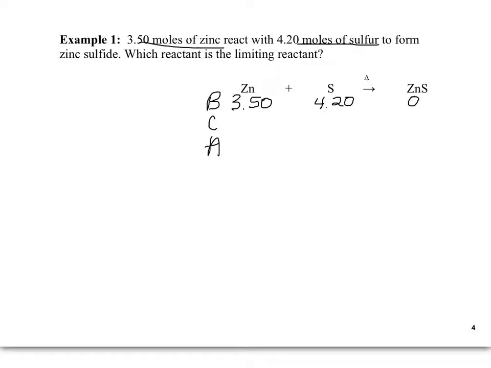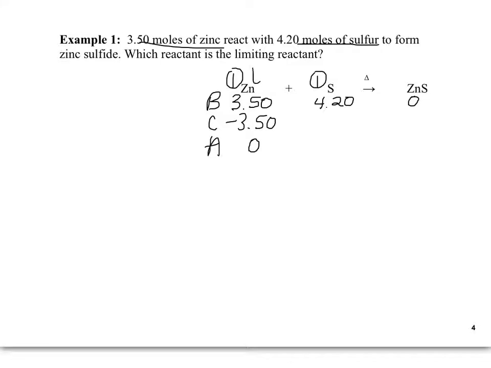We're going to look to the coefficients. Now both coefficients here happen to be 1s. So these reactants react in a 1-to-1 ratio. So this is an easy one. The smaller amount is going to be the one that we run out of first, in this case the zinc. All of the zinc reacts until there is nothing left. So this is our limiting reactant.